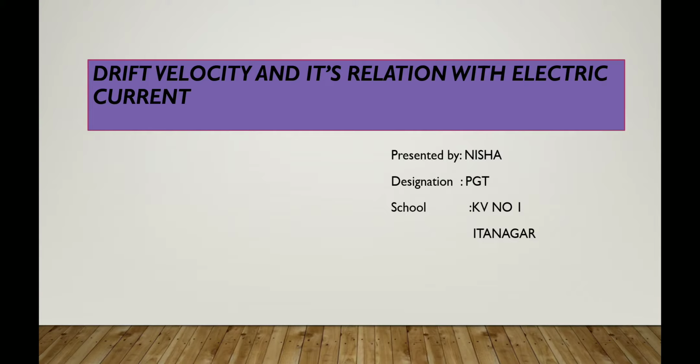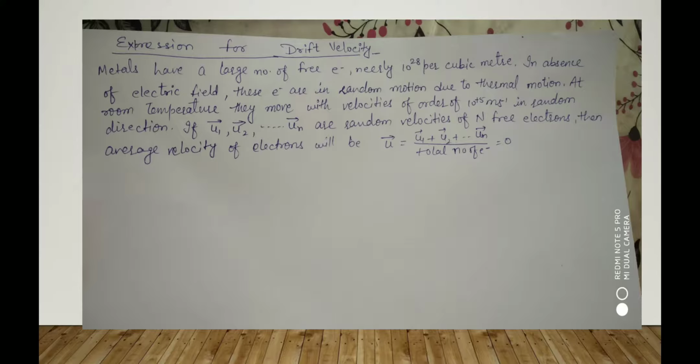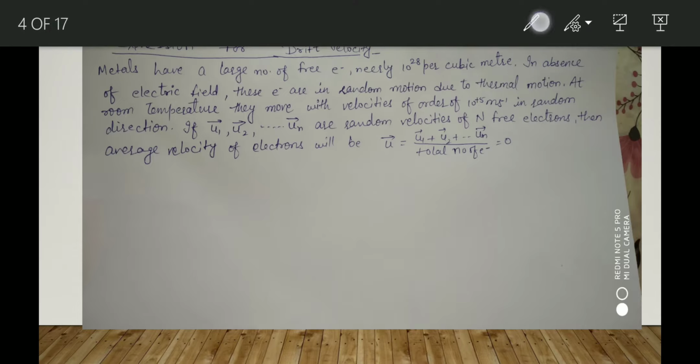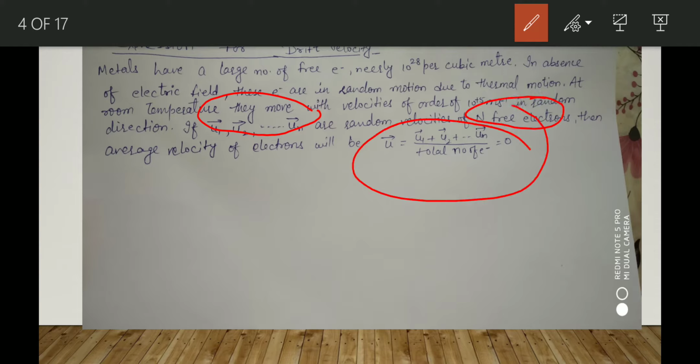In this video, we will learn the topic drift velocity and its relation with electric current. Expression for drift velocity. Metals have a large number of free electrons, nearly 10 to the power 28 per cubic meter, and all move in random directions at room temperature. So, if U1, U2 up to Un represent the thermal velocities of n free electrons, then the average of all the velocities will be 0 because electrons were moving in random directions, and so the velocity vectors will cancel out each other.